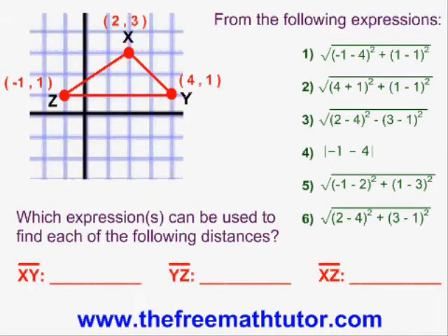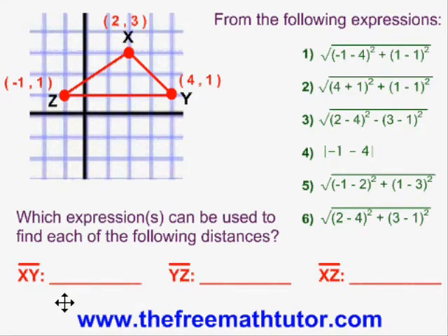This question tests our understanding of the distance formula. We are being asked, from the 6 expressions given here on the right, to identify which expression or expressions can be used to find each of the following distances. The little s in brackets in "expression(s)" is telling us that some of these may have more than one right answer. The only way to be sure of completely answering the question, then, is to examine all 6 of the expressions and ensure which of them can be used to find one of the distances.